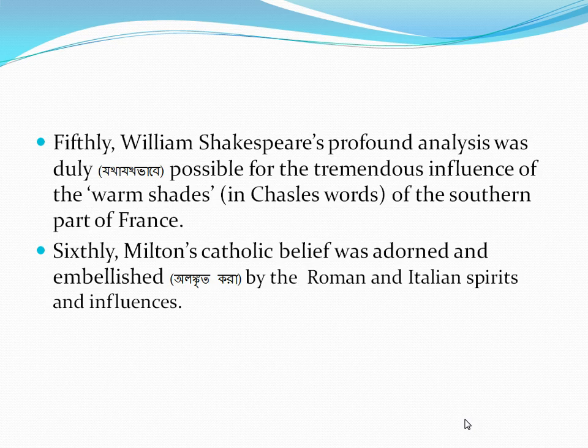Sixthly, Milton's Catholic belief. John Milton, writer of Paradise Lost and Paradise Regained. Okay. And he was the poet laureate of Oliver Cromwell. Oliver Cromwell in the history of England was the first Puritan government in England. And at the time, theater was banned. Anybody would not go to theater. Everything was burned. And at that time, Milton was the poet laureate of Oliver Cromwell.